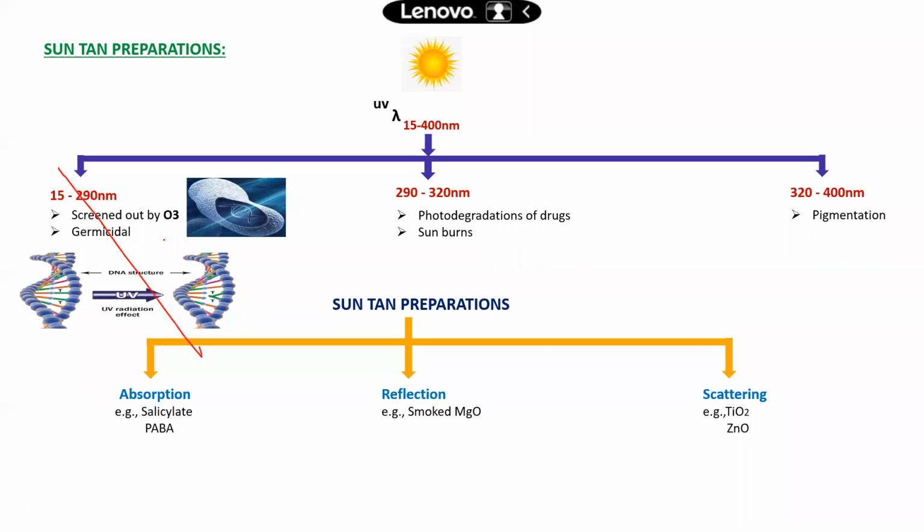This one is completed. Next, the UV region which reaches the earth's surface: 290 to 320 nanometer and 320 to 400 nanometer. This is very dangerous, friends. Out of this entire region, this is very, very dangerous. It always gives more problems to pharmaceutical manufacturers.